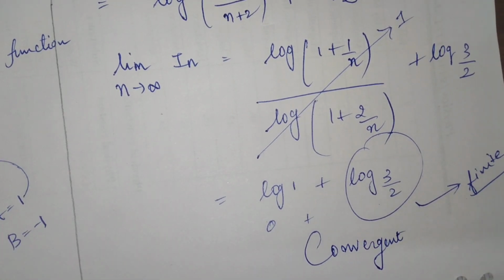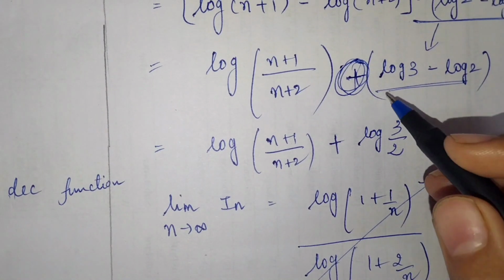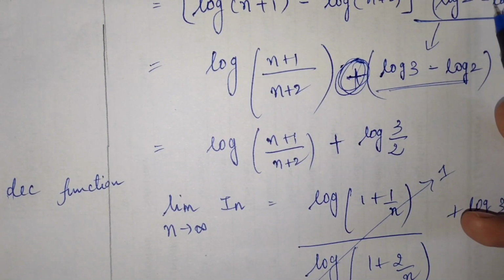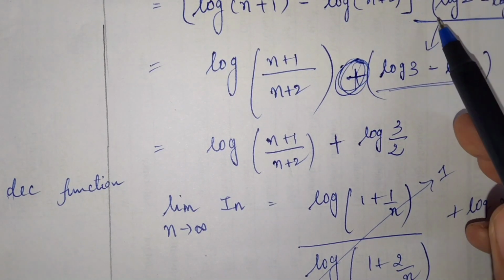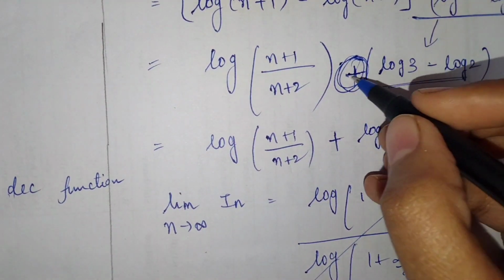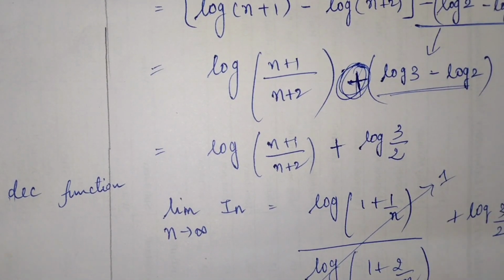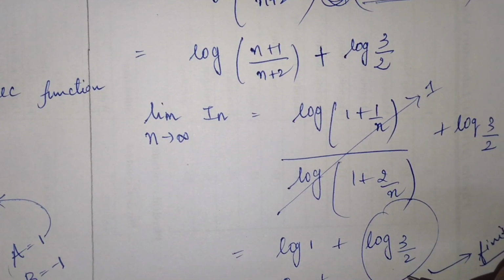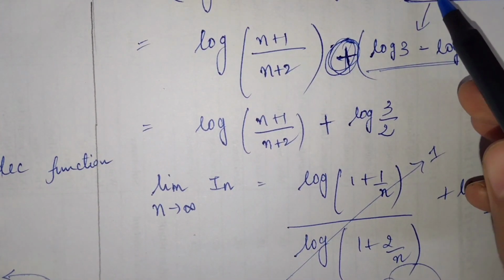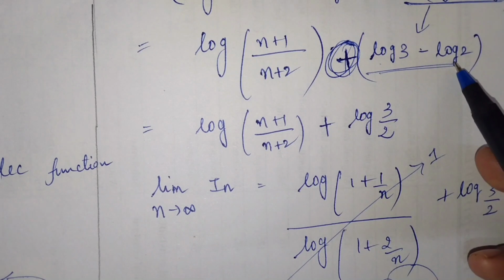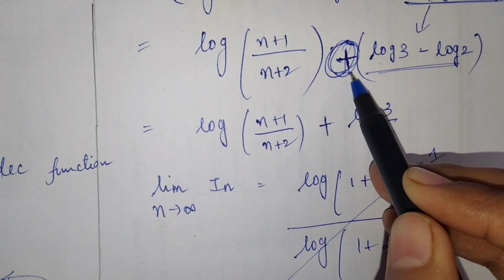Okay. In order to get this positive sign, here I have multiplied this minus sign inside. So here no need to be confused, but you just have to bring a positive sign, so that the answer will be in the positive form. Okay. So I just multiplied this negative sign inside, so it will be log 3 minus log 2, and here we will get a positive sign.